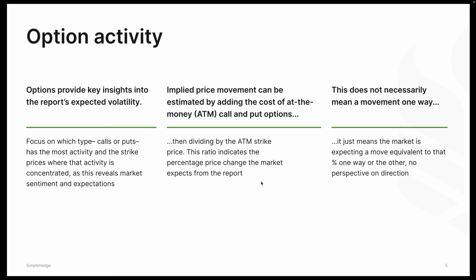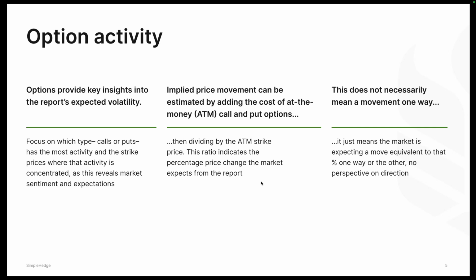Implied price movements can be estimated by adding the cost of at-the-money call and put options. So essentially you can look at what a call option at the money is and what a put option is, add that together and divide that by the strike price. That will give you insight into the volatility the market is expecting from this report. So if it comes out at say 10%, 11%, the market is saying they're expecting a 10 to 11% move, but in either direction, so positive or bullish, I should say, or bearish. The option activity will show you what kind of move is expected in the WASDE.